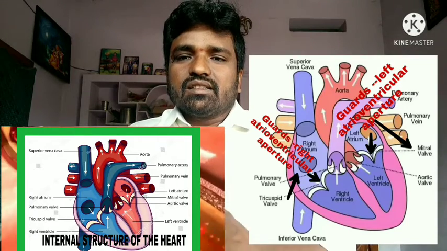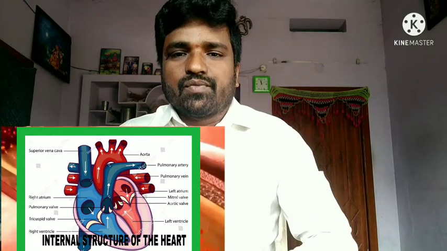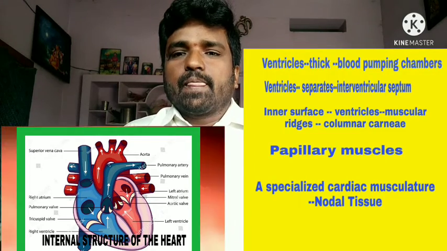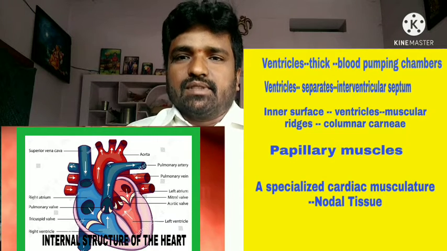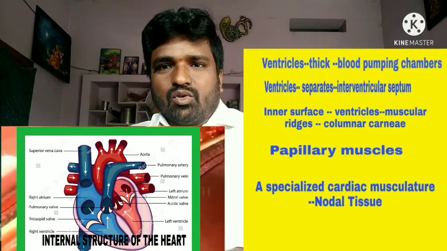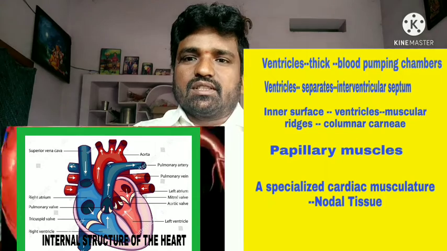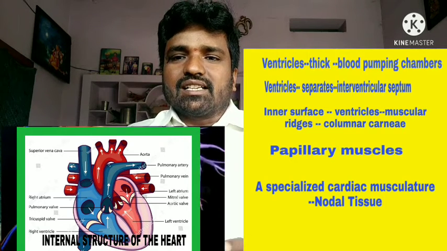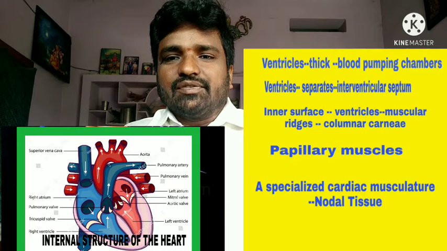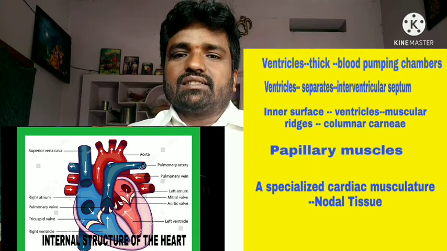So, this is the completion of the structure of atria. And when we go to ventricles, ventricles are thick-walled blood pumping chambers. Atria are thin-walled receiving chambers. Ventricles are thick-walled pumping chambers. Both ventricles are separated by the interventricular septum. The wall of the left ventricle is thicker than the right ventricle.